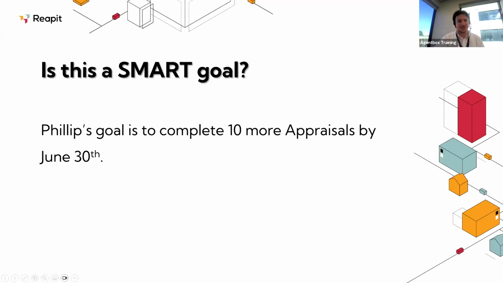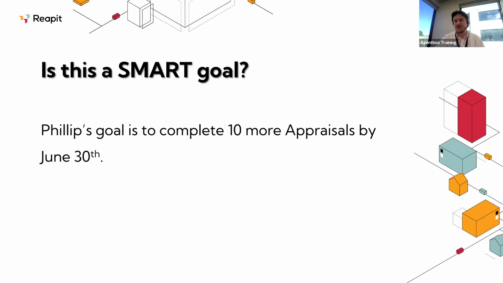All right, we're looking a bit more specific now. So Philip's goal is to complete 10 more appraisals by June 30th. Okay, it's June 18th now, 2024. He's got a few weeks to do that. But yeah, it's looking better now. Thanks, Adam. Yeah, it is a bit more of a SMART goal there.